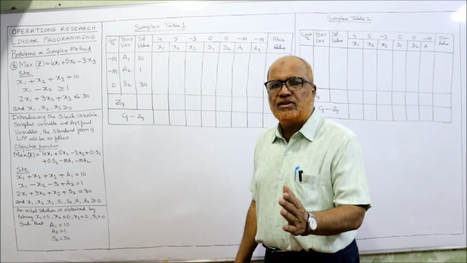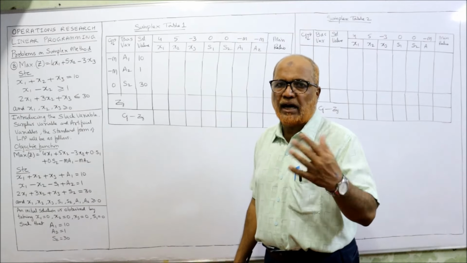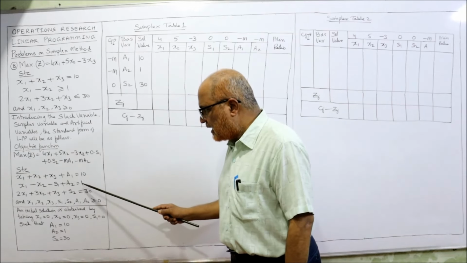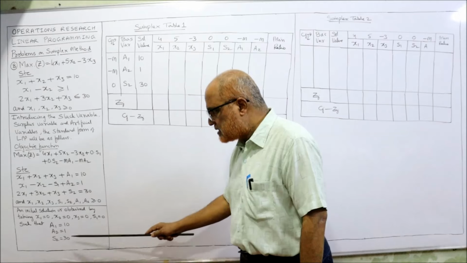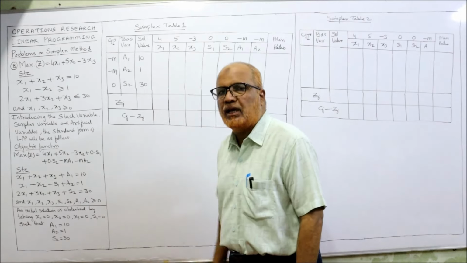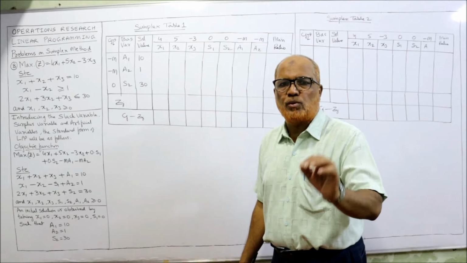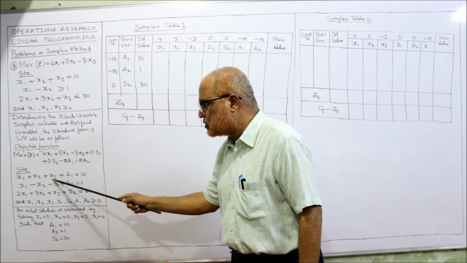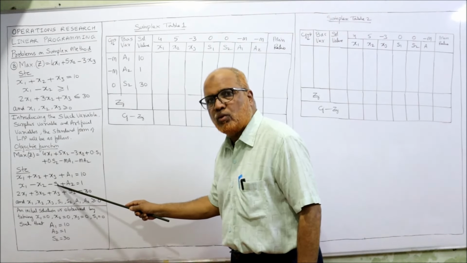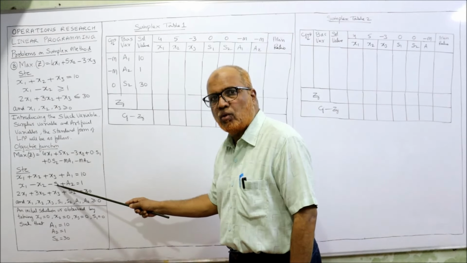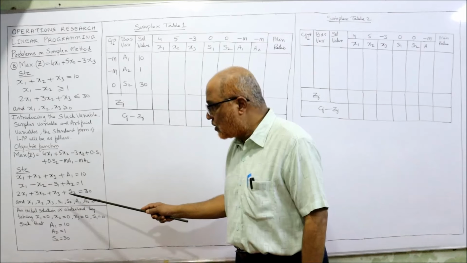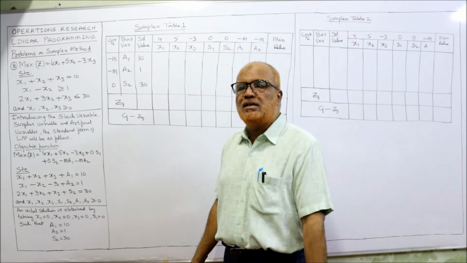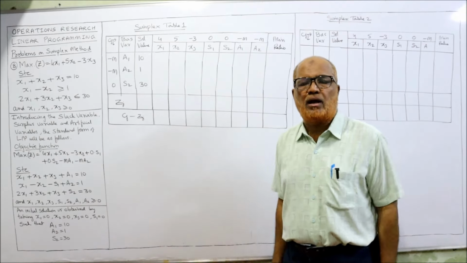Now we have to keep the artificial or slack or surplus variable values, and the other values will be taken as 0. For example, A1 should be taken as 10, A2 should be taken as 1 and S2 should be taken as 30. Remaining variables we take as 0, and the initial solution is obtained by taking x1 = 0, x2 = 0, x3 = 0 and S1 = 0. But don't take S2 = 0, because S2 = 30 we have taken, right?